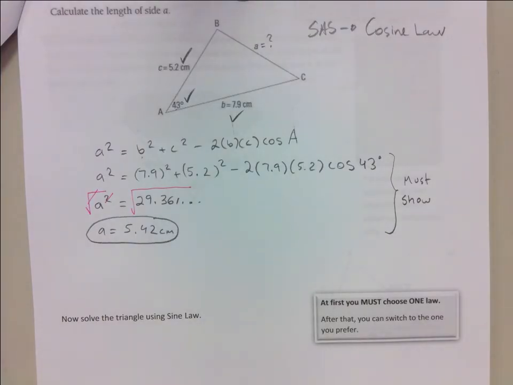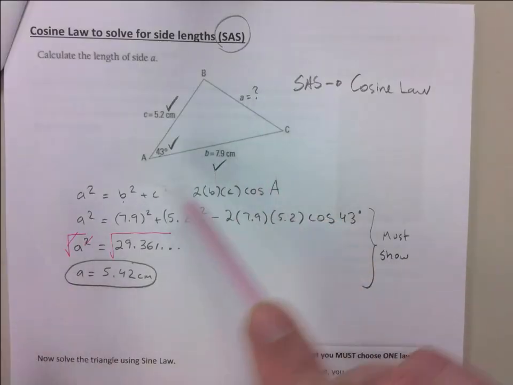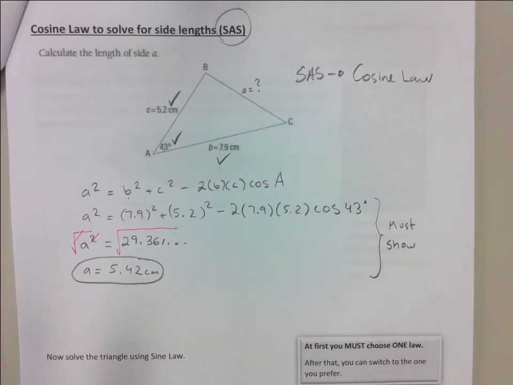Question. Do you have a pair now? Could you continue with sine law now? Yes. Okay. So I found this side, so now I have a pair. So if you wanted to solve for anything else, you could switch over to sine law, but you must start with one of them only, okay? I will stop here.